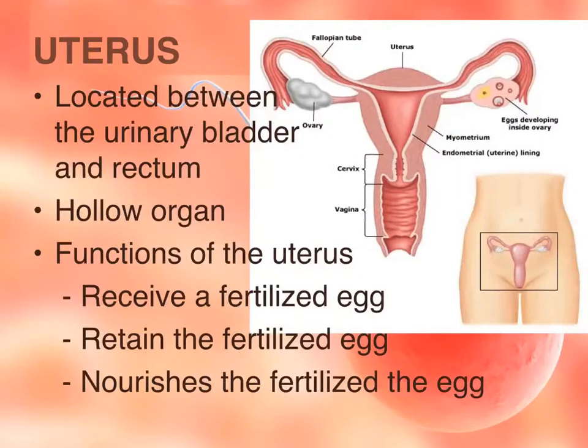The uterus is located between the urinary bladder and the rectum. The urinary bladder sits anteriorly, or in front of the uterus, and the rectum sits behind, or posteriorly to the uterus. It is a hollow organ, and once the uterine tube fertilizes the egg, it will travel down to the uterus, and then it will remain there. It will implant there, and then it will remain there until the baby is born.